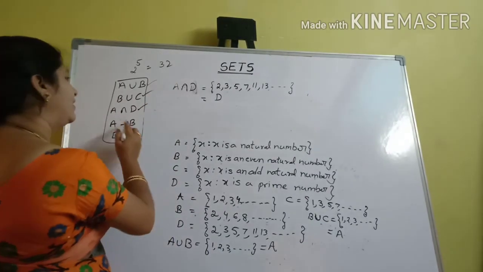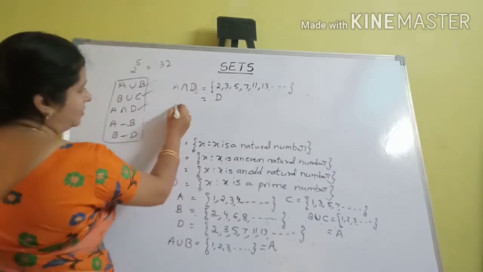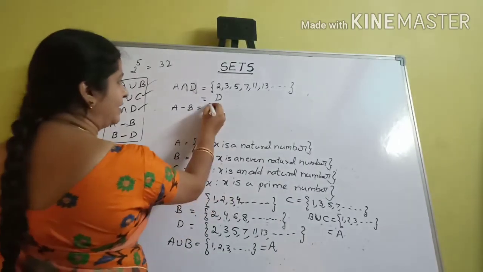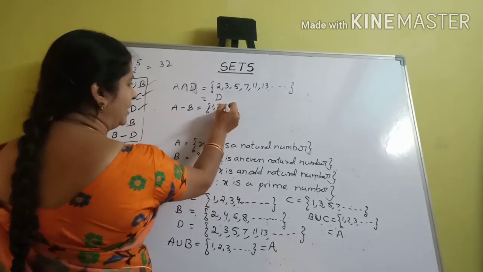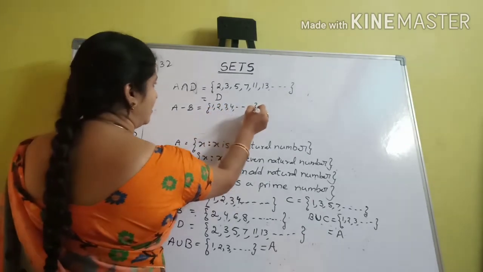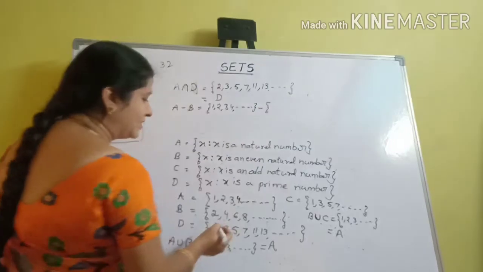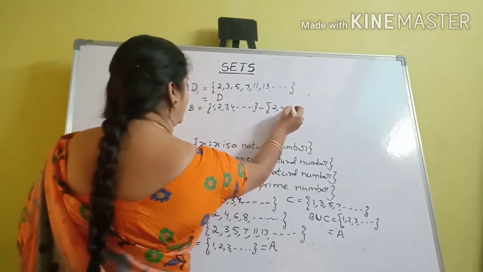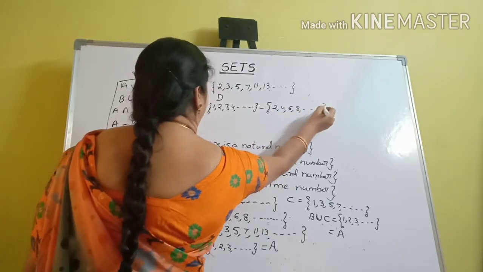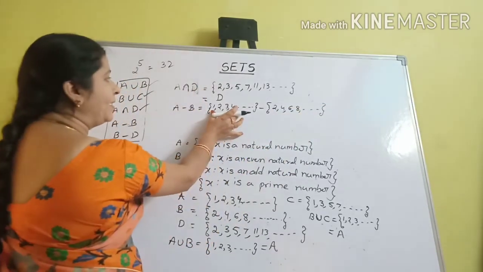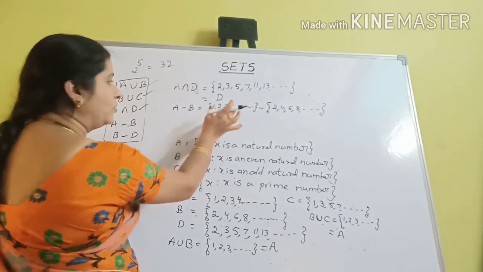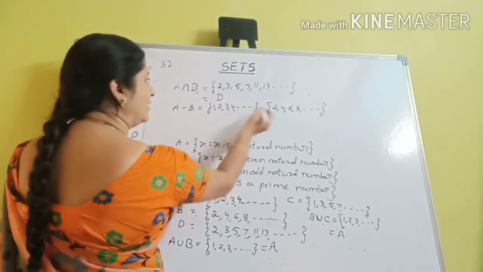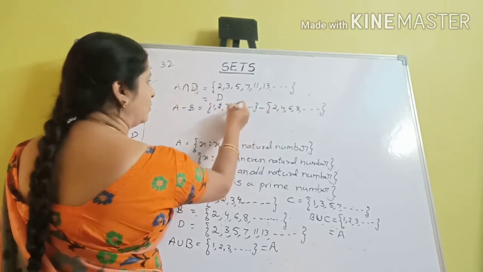So next one, fourth one, A minus B. So what is the set A? Natural number set 1, 2, 3, 4, etc. Minus, what is the set B? Even numbers 2, 4, 6, 8. So A minus B means only the elements in set A. So what are the elements of B? Just cancel them in A. 2 is cancelled, 4 cancelled.